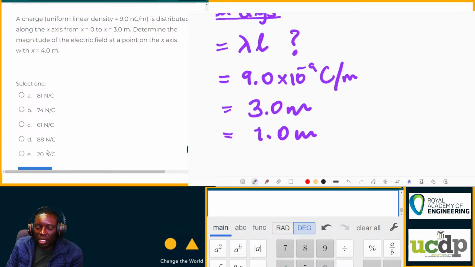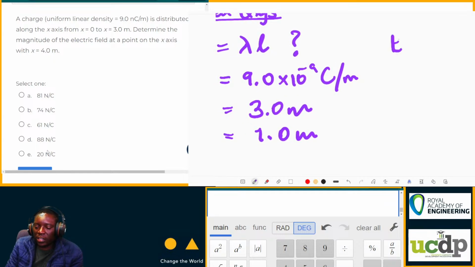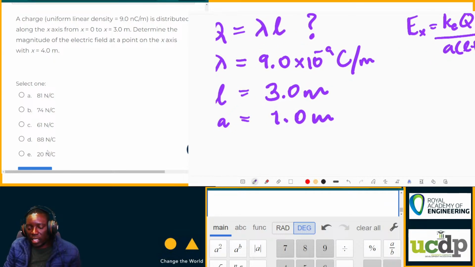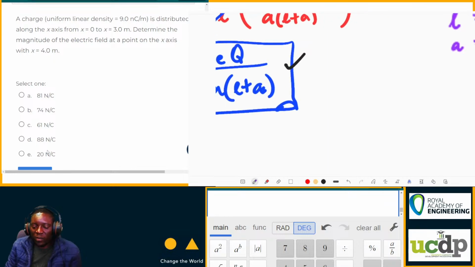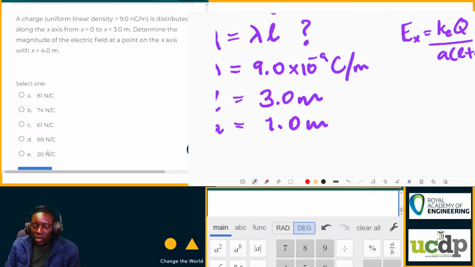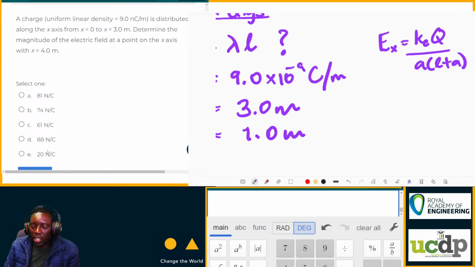Perfect. So now the equation, remember the equation for the electric field along the x. This is our golden equation for the day, coming from here: KEQ over A, L plus A. That's why we said we want to find A, L, and Q. So can you please give me what the electric field at that point, 4 meters on the x-axis, will be?